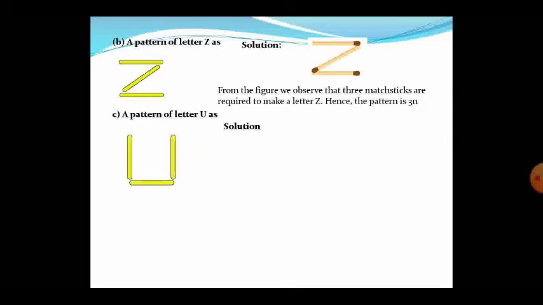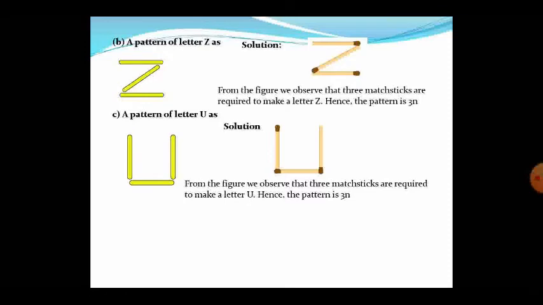Pattern U. See, U means how many matchsticks? 3 only, for U also. So it will be like this if you arrange it using matchsticks. For U, what is the pattern? 3 into N. So the remaining sums you do yourself.